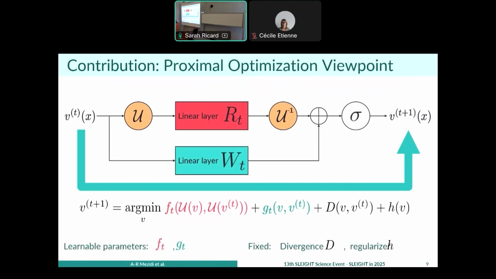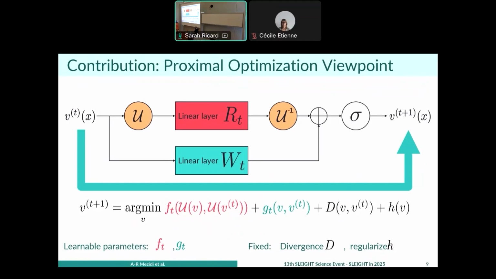Then here, the divergence D_t, which is just a generalization of a kind of distance. For example, the Euclidean distance is a divergence. And this divergence will impose that the output and the input are close to each other. And finally, the regularizer H, which just imposes some regularity on the input.